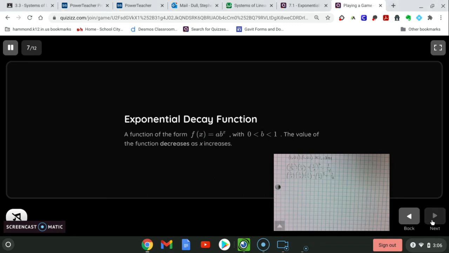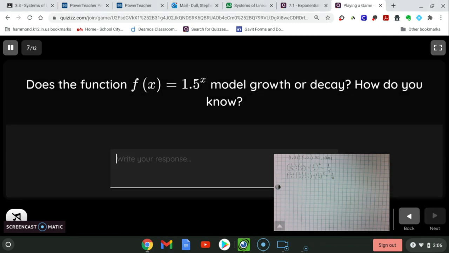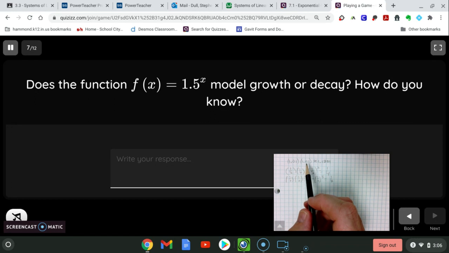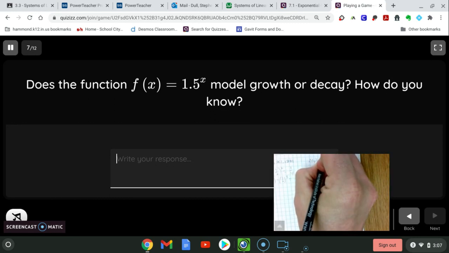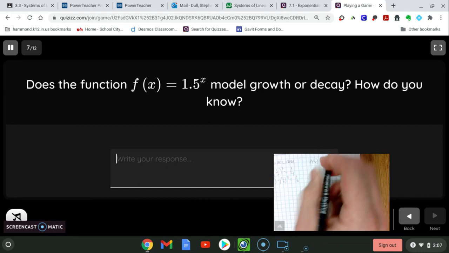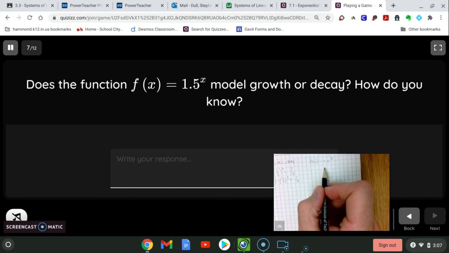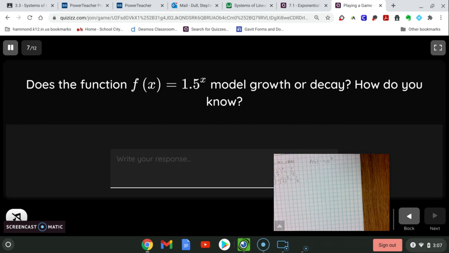So let's look at a quick example. Does the function f of x equals 1.5 to the x model growth or decay? And how do we know? Well, what are we looking for? Well, we're taking a look at, is the b value between 0 and 1? And the b value is 1.5, which is greater than 1. Okay, so I know that is going to represent growth.